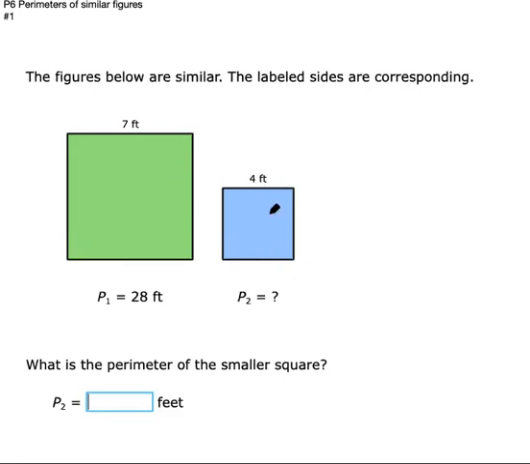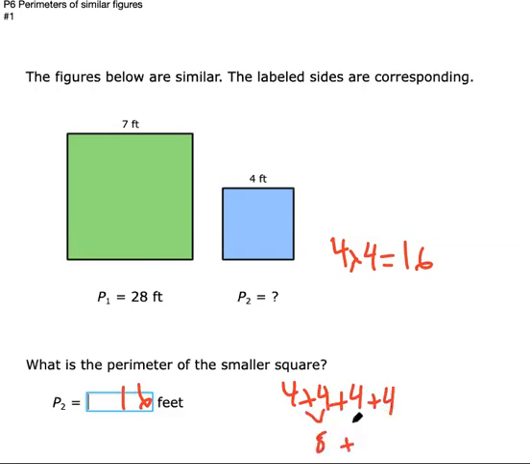Okay, so this one right here, the other sides are going to be 4. So 4 times 4 is going to be 16 because there's 4 sides, right? So this one should be 16 feet. That'd be the same if I add up 4 plus 4 plus 4 plus 4 all the way up to 16. So these would be 8. These would be 8 as well, and that'd be 16.